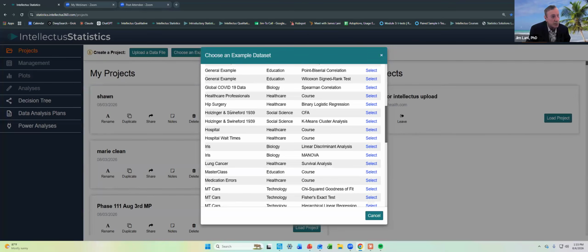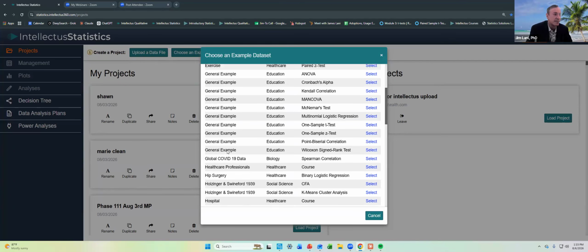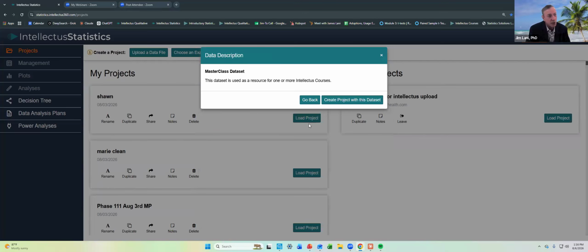Okay, so if you select under name and then sort that by alphanumeric, you can go down to master class and hit select. Okay. And this is being all recorded, by the way, and everyone will have an option to look at this video. So once you select the data, you go to create project.